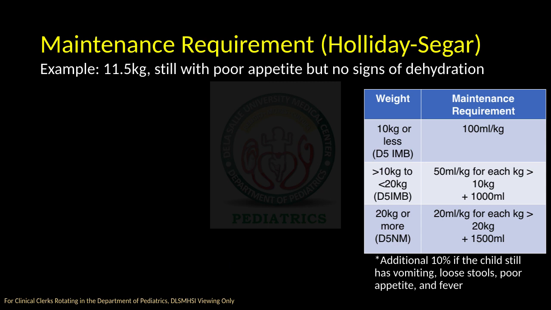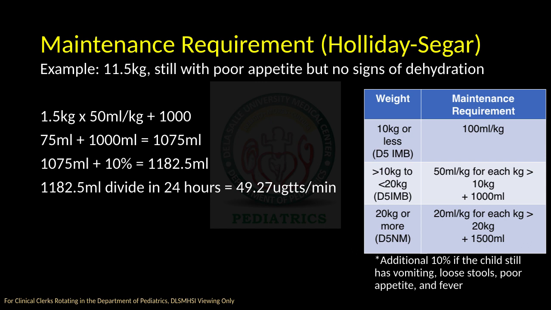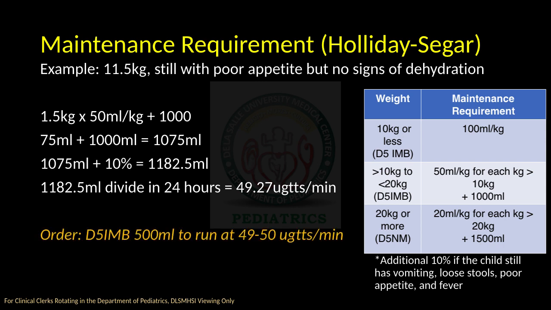Using the same weight, but still with poor appetite and no dehydration, get the exceeding weight and add 10% for the poor appetite, and you will get a value of 1182.5 ml. Divide that value by 24 and you will get 49.27 microdrops per minute. Then order D5-IMB 500 ml to run at 49 to 50 microdrops per minute. Or when using a macro set, divide the value by 3 and you will get 16 to 17 drops per minute.